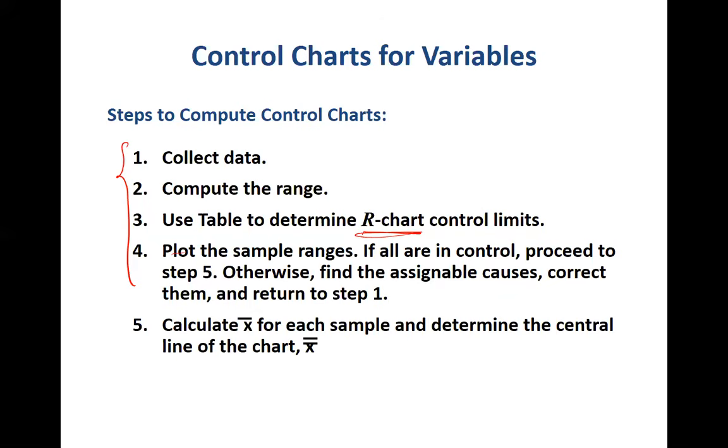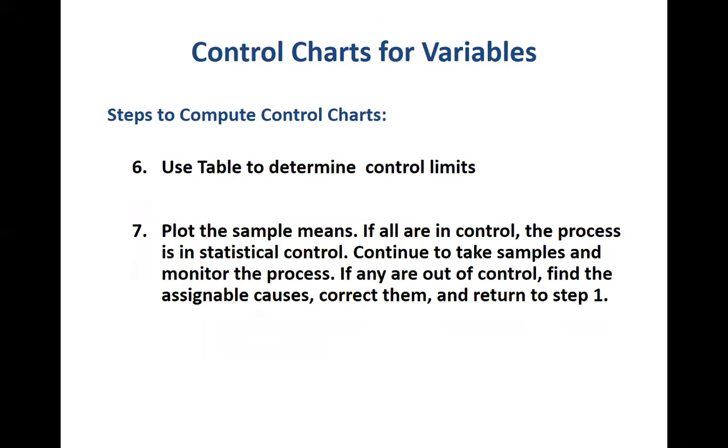Once that happens, we go to the XBar chart, and there we calculate XBar for each sample and determine the central line of the chart, which is the X double bar. And then once we determine that, we can utilize the formula to get the values of A2 from that table and substitute that in the formula to get the control limits for the XBar chart. Now we plot the sample means on the XBar chart.